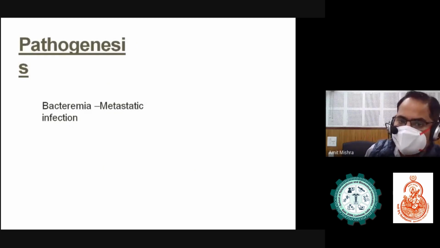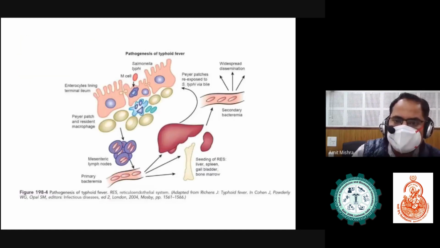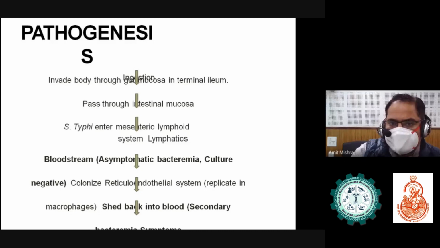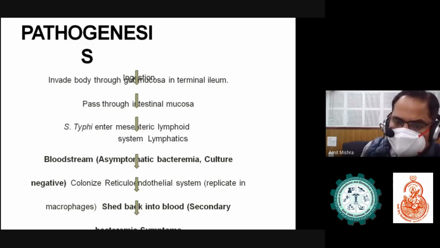Pathogenesis. We just learned about the pathogenesis of Salmonella typhi. So this is a picture of the pathogenesis of enteric fever. After ingestion, the bacteria invade the body through the mucosa of the terminal ileum, pass through the intestinal mucosa, then enter the mesenteric lymphoid system, and then come to the bloodstream.